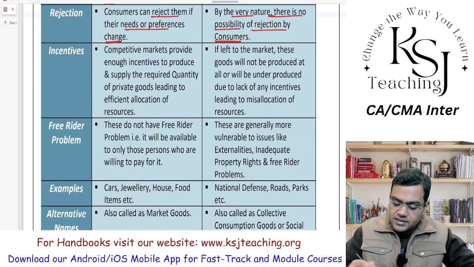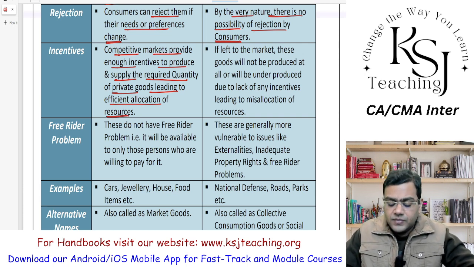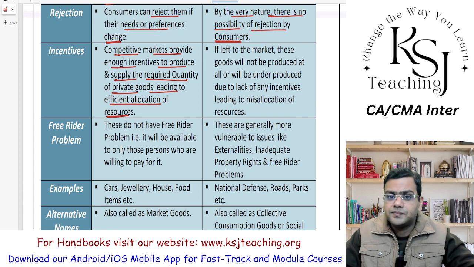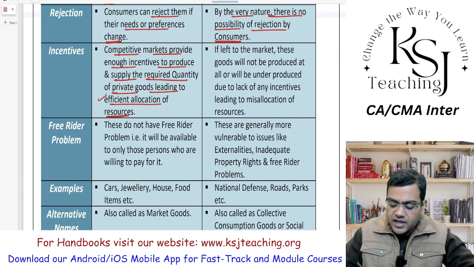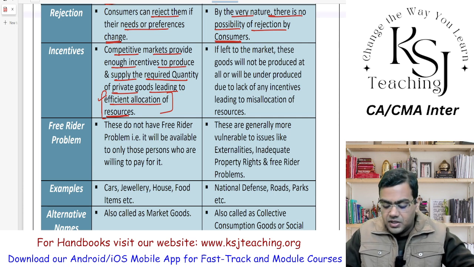Clear? Incentives. The competitive markets provide enough incentives to produce and supply the required quantity of the private goods, leading to efficient allocation of resources. Now here, what he is trying to say is there are competitive markets. Competitive market means there are a number of producers who are manufacturing those t-shirts, right? So there is strict competition. For the competition, everyone is trying to produce what is being demanded, which can lead to efficient allocation of resources, but in reality, it does not happen. We have already studied about it in the last chapter.